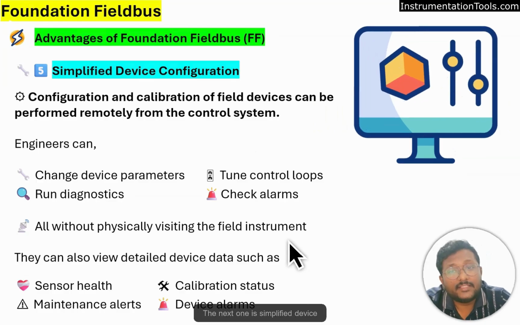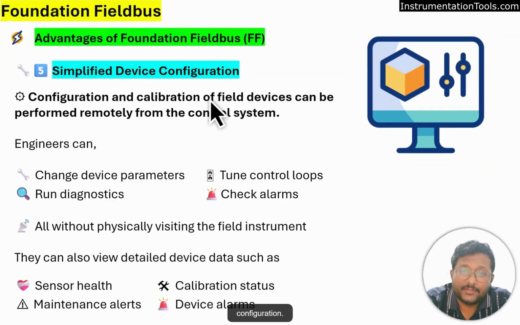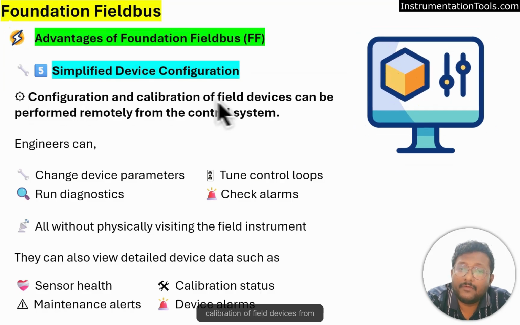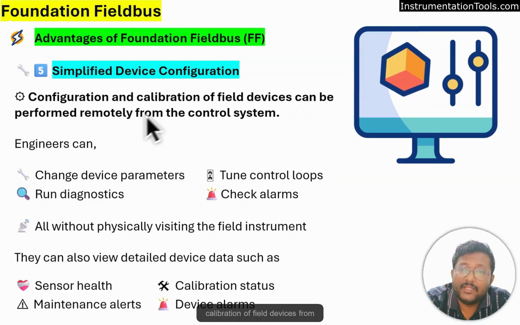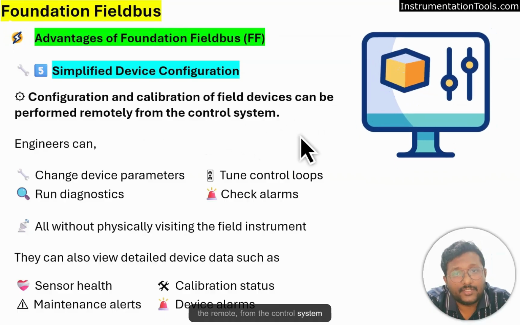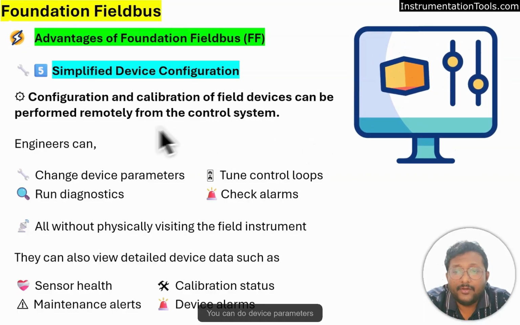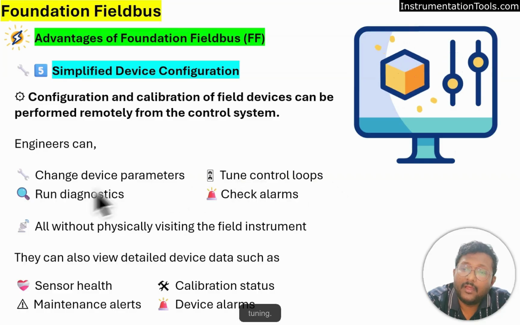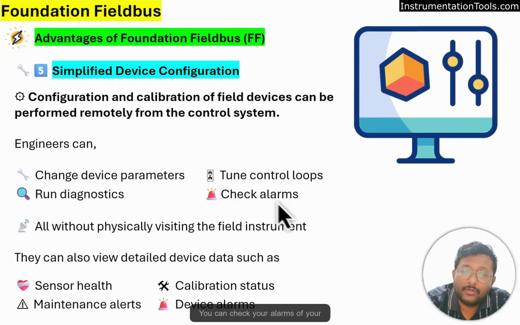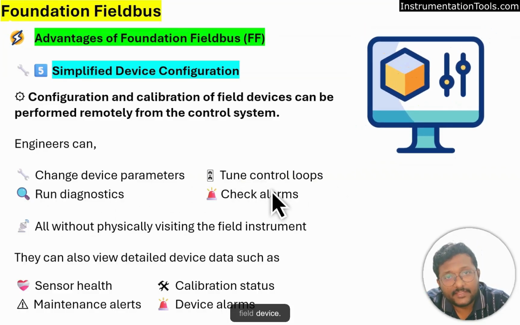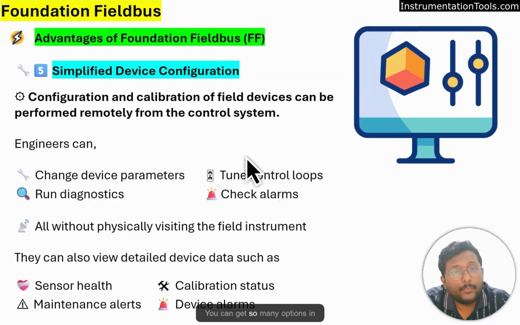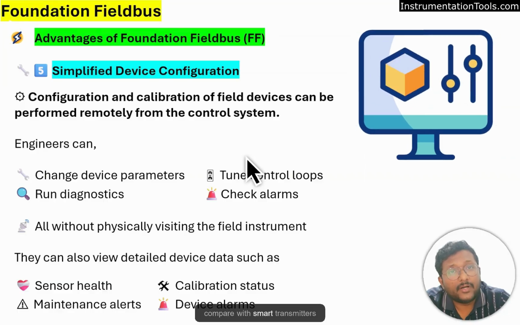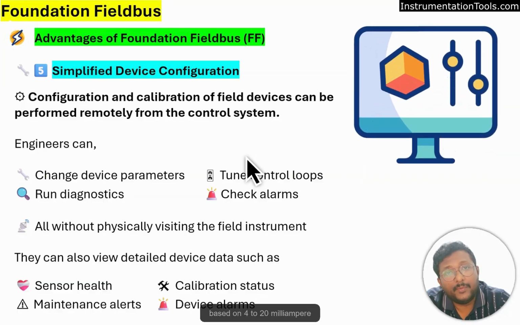The next one is simplified device configuration. You can do the configuration and calibration of field devices remotely, from the control system itself. You can do device parameter configuration, control loop tuning, you can run diagnostics, you can check the alarms of your field device. You can get so many options in Foundation Fieldbus when you compare with smart transmitters based on 4 to 20 milliampere output.